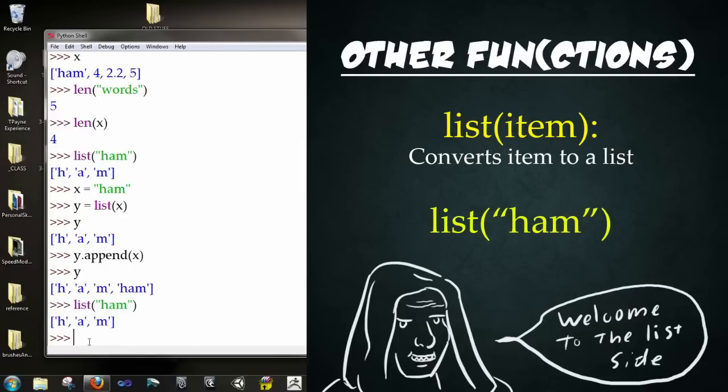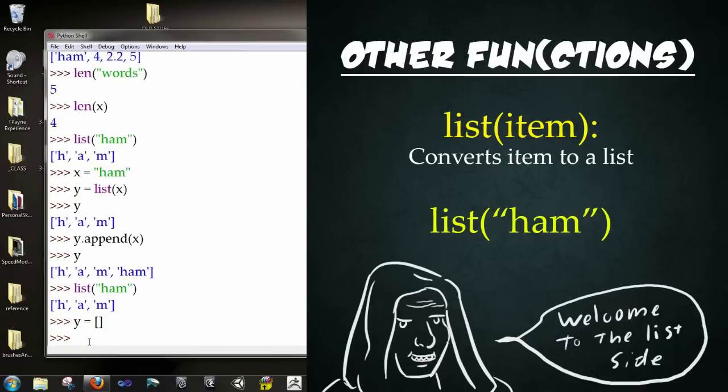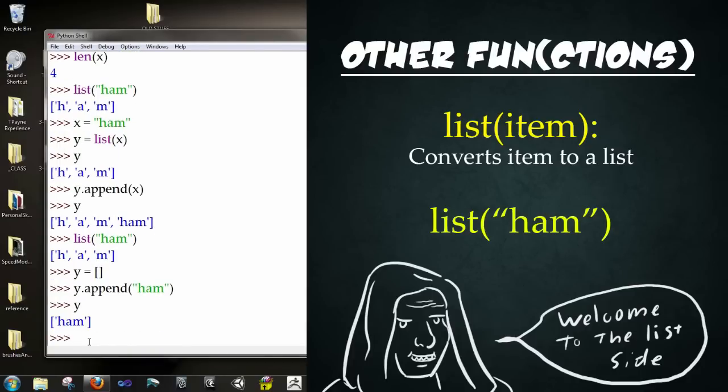And now if you wanted to add in a whole string, the way you do that is, let's go ahead and create a list, y equals, open close brackets, just to create one. And now we're going to go y dot append, and we're going to add in ham as the word, enter, now type y, and it's added in the whole word itself, rather than breaking it up by character.